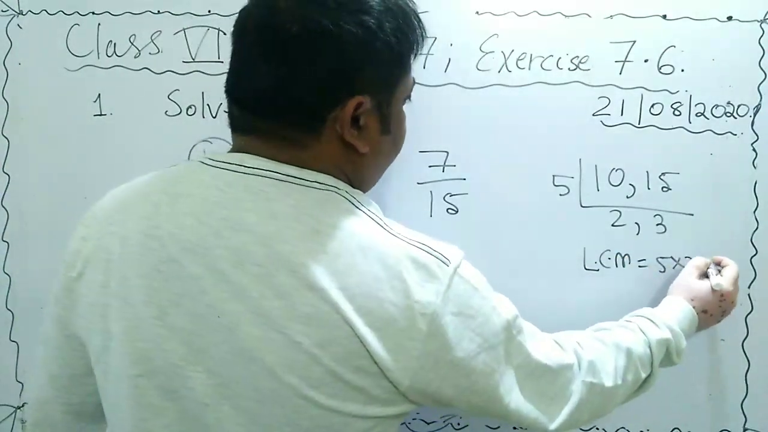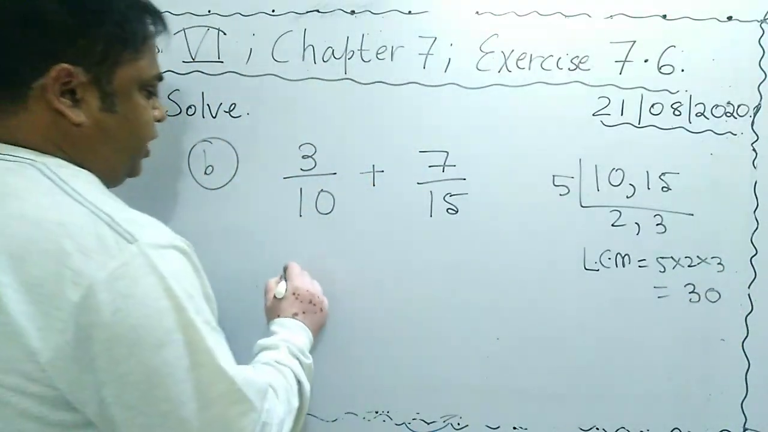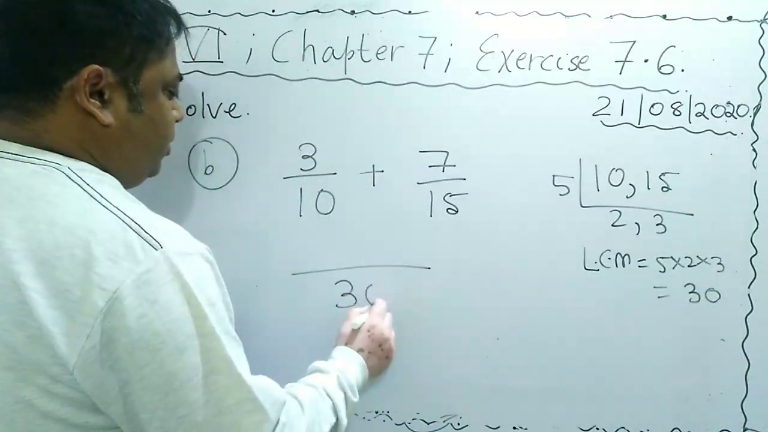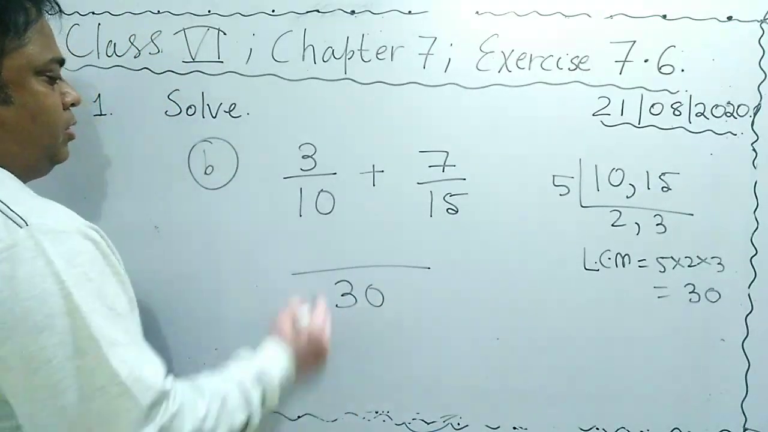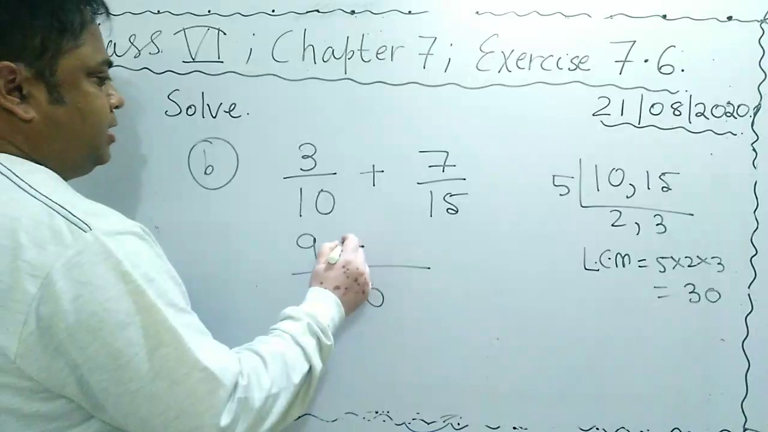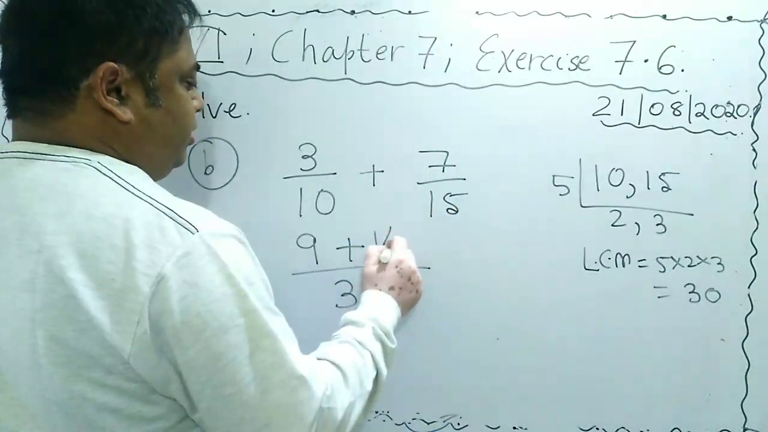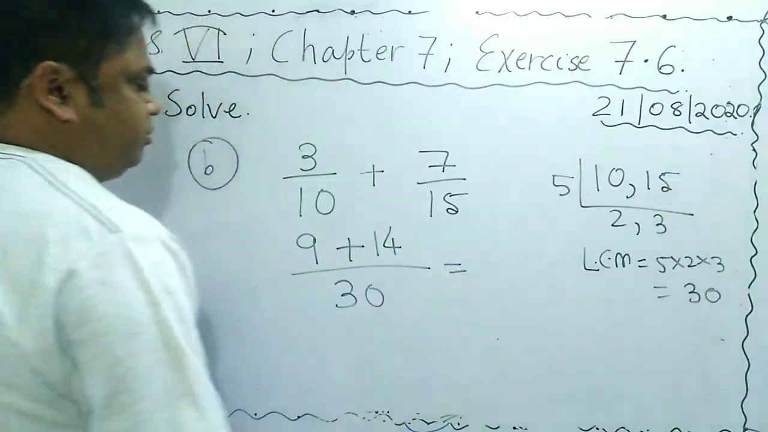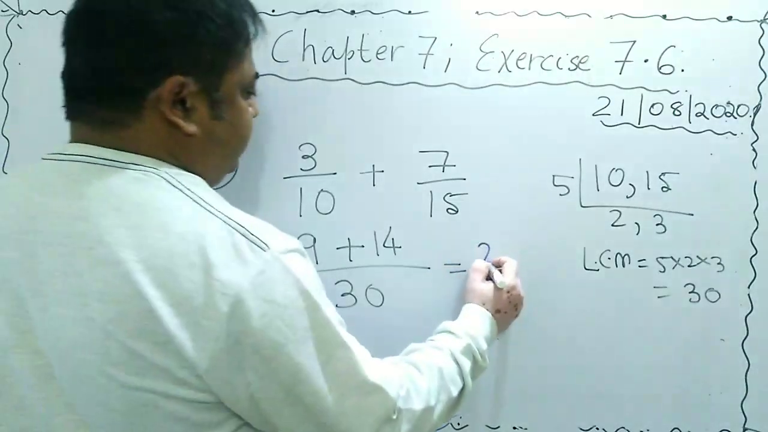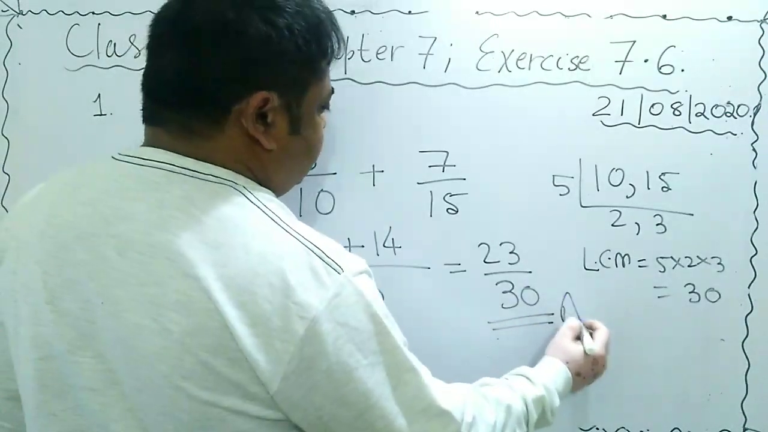5 into 2 into 3 will be equal to 30. So we can write 30 as common denominator. So 10 3s are 30 and 3 3s are 9. Plus 15 2s are 30 and 2 7s are 14. So this will become 23 by 30. Answer.